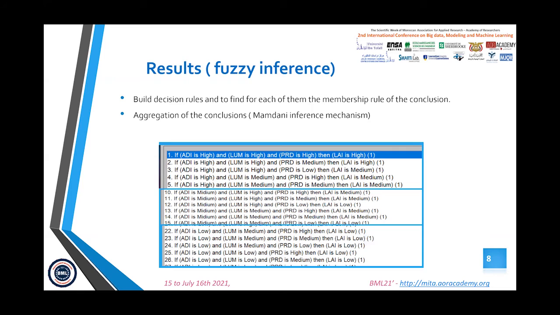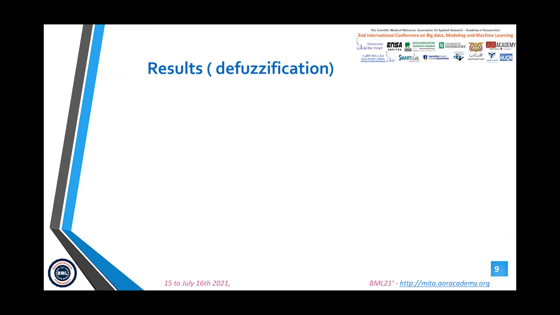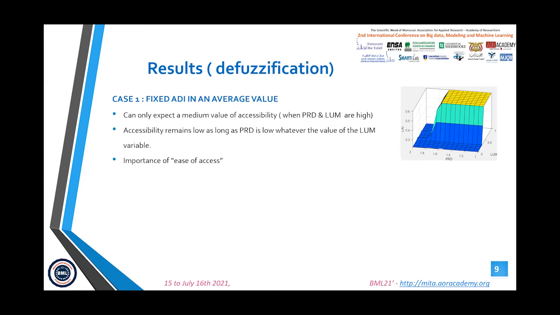Finally, we can evaluate the local accessibility through our fuzzy system. It is the defuzzification step. To study the relationship between our input variables and the local accessibility, we will proceed to the analysis of the surface graphs of three cases. Case 1. In this case, we set the density to the average value, and we see how our system reacts.